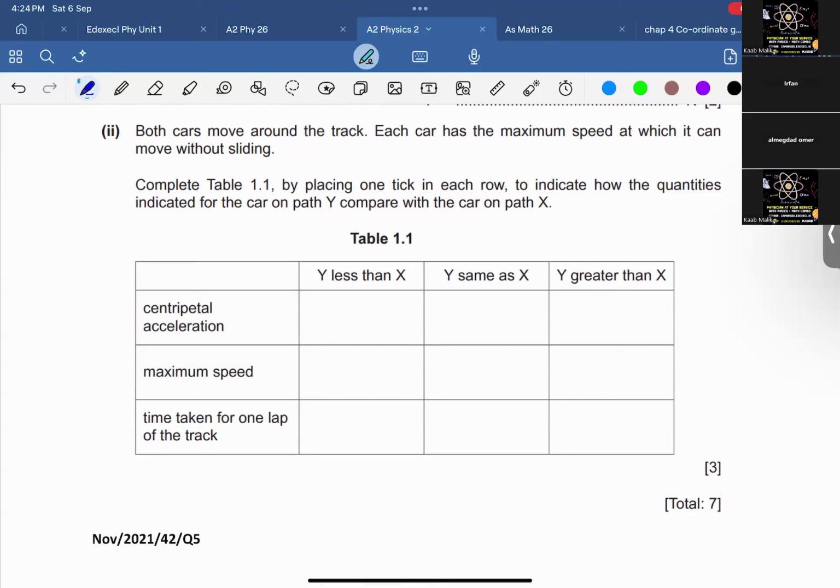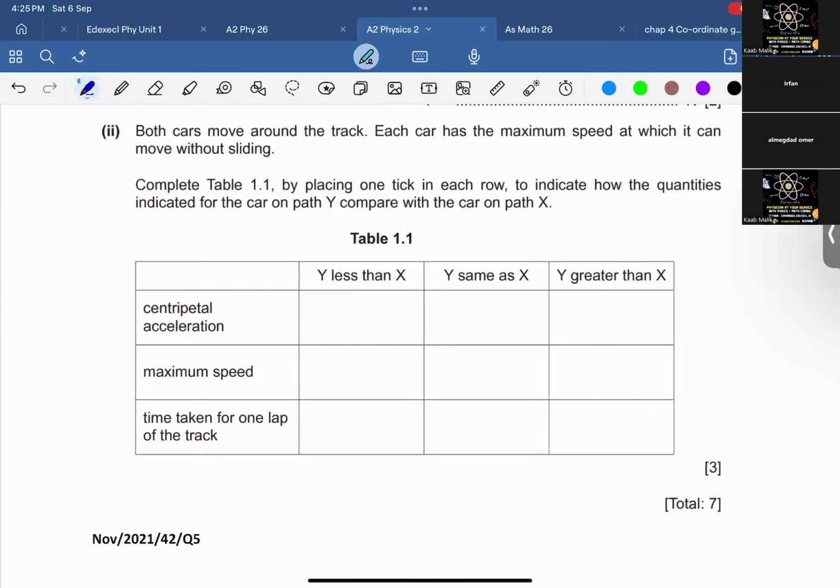Both cars move around the track. Each car has the maximum speed at which it can move without sliding. Complete table 1.1 by placing one tick in each row to indicate how the quantity indicated for the car on path Y compares with the car on path X.